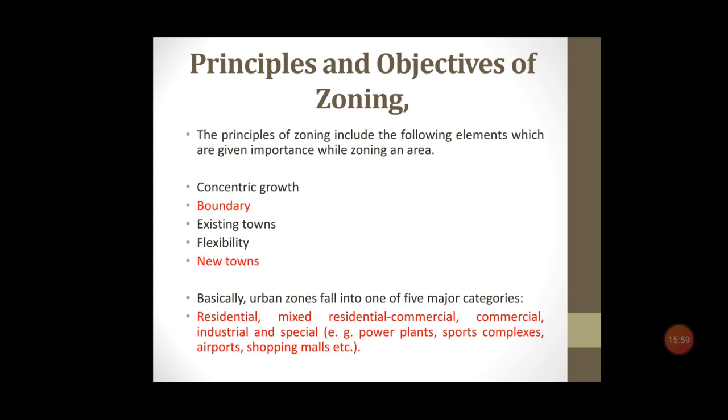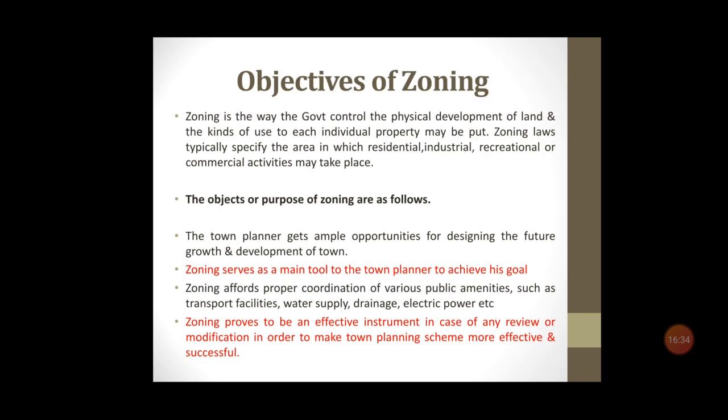Now, the principles and objectives of zoning. The principles of zoning include the following elements, which are given importance while zoning an area: concentric growth, boundary, existing towns, flexibility, and new towns. Basically, urban zones fall into one of five major categories: residential, mixed residential and commercial, commercial, industrial, and special. Examples of it are power plants, sport complexes, airports, shopping malls, etc.